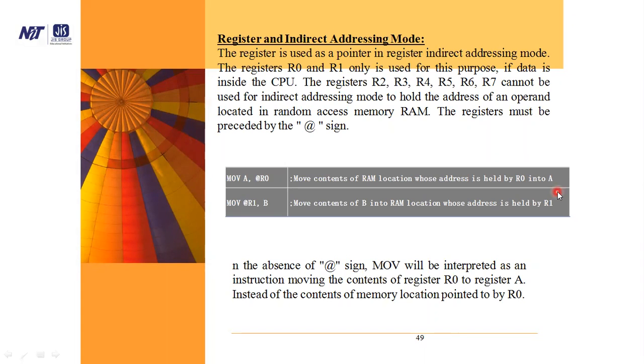MOV A, @R0: move the contents of the RAM location whose address is held by R0 into A. MOV @R1, B: move the contents of B into the RAM location whose address is held by R1. In the absence of the @ sign, MOV will be interpreted as an instruction moving the contents of register R0 to register A, instead of the contents of the memory location pointed to by R0.